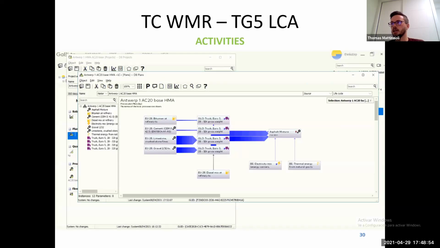So here we can see a screenshot of the GaBi software. For example, working in alphabetical order, we have one of the University of Antwerp cases provided kindly by Ben and David. And here you can see how GaBi models the flows to create the asphalt mixture, the final product. Just to show you a quick example.